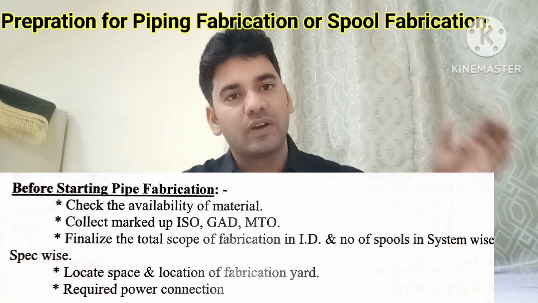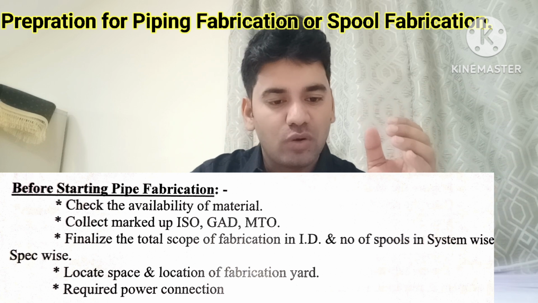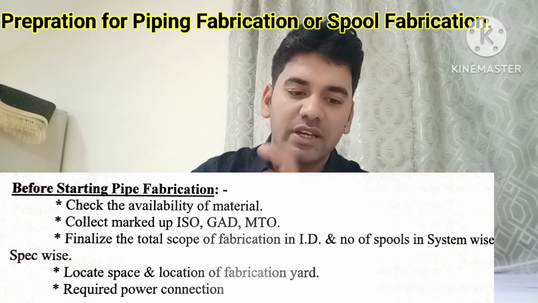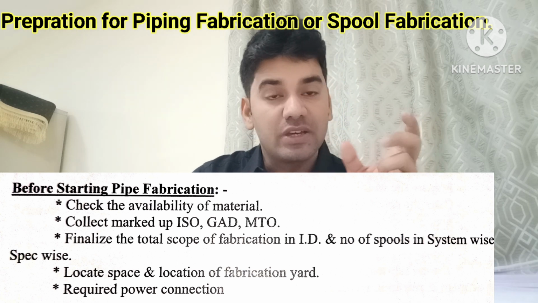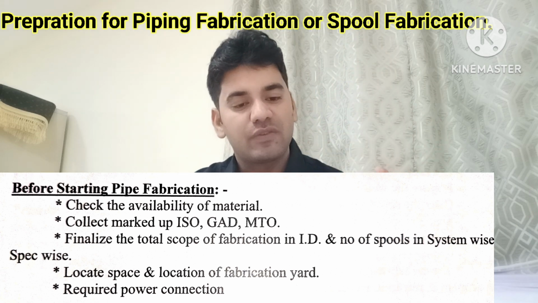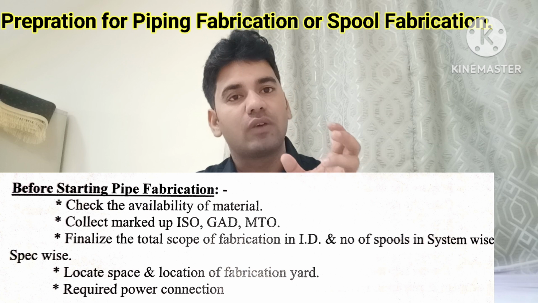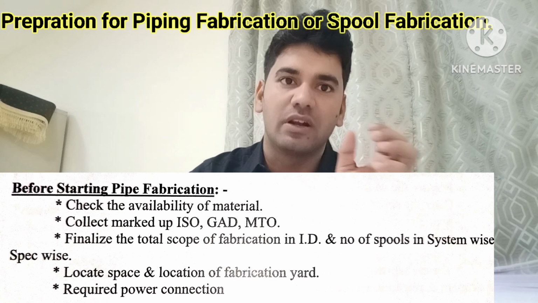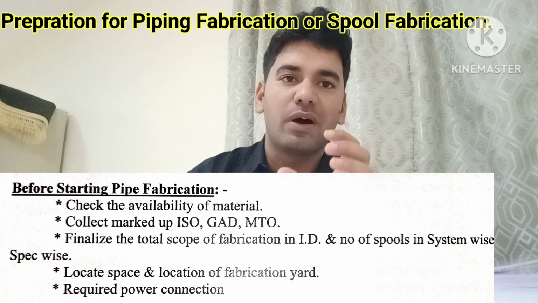These are different aspects. Now I am talking about locating the space where you need to go for fabrication. Locate the space and fabrication yard, make a fabrication yard. After that, the next point is to arrange the power connection. Without power connection you cannot start the fabrication, so you need a proper power connection.